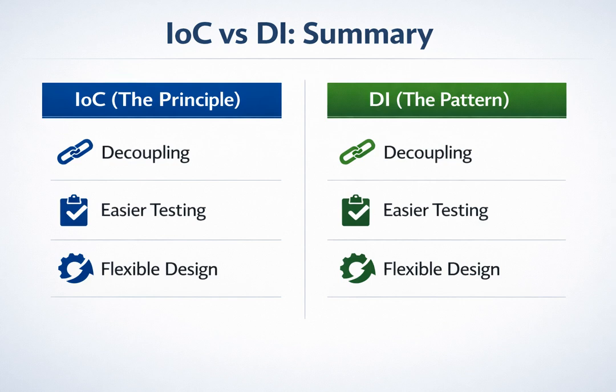In summary, inversion of control is a broad principle where the control of object creation and flow is inverted from your application to a framework or container. Dependency injection is a concrete pattern that implements IoC by providing dependencies to an object rather than having the object create them itself. By embracing IoC and DI, you build more robust, flexible, and maintainable software systems.